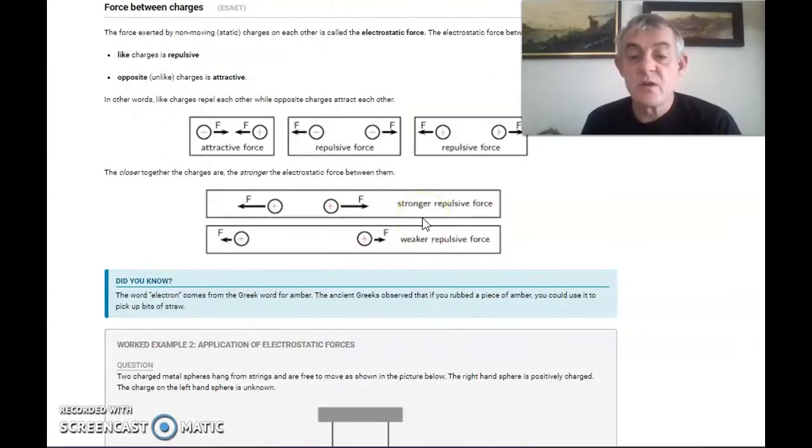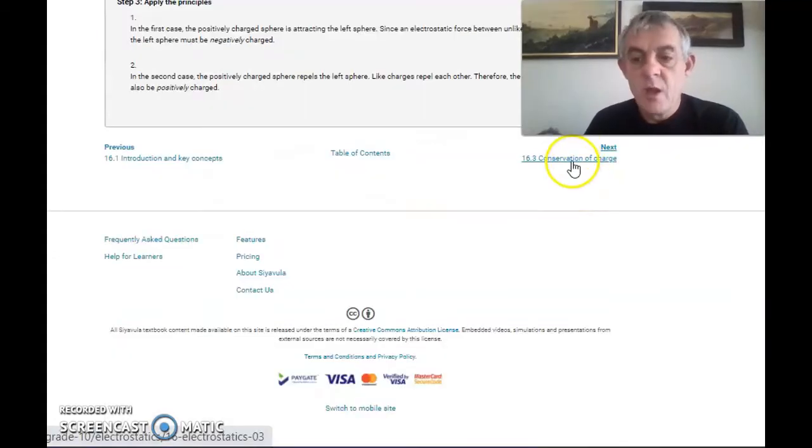And then the next subsection of this chapter deals with the forces between charges. Now this is very similar to magnets, and the general rule is like charges repel and unlike charges will attract. You can then move on to the section conservation of charge.